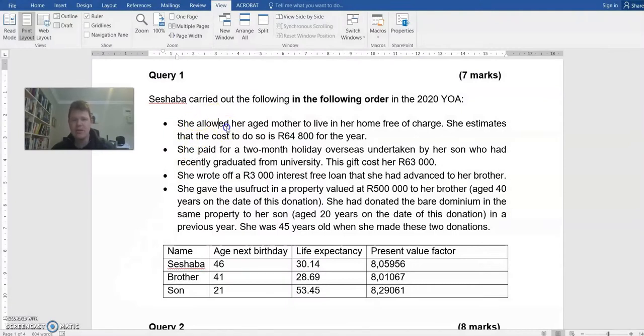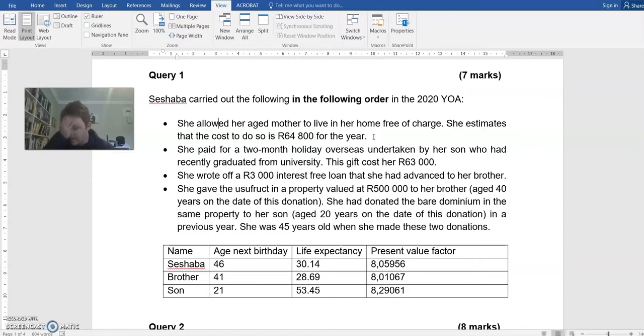Okay, so now that we've done that first thing, she allowed her aged mother to live in her home free of charge. She estimates that the cost to do so is $64,800. So, two things you should be thinking about. Firstly, is this a donation? And then if so, what is it valued at? And are there any exemptions?